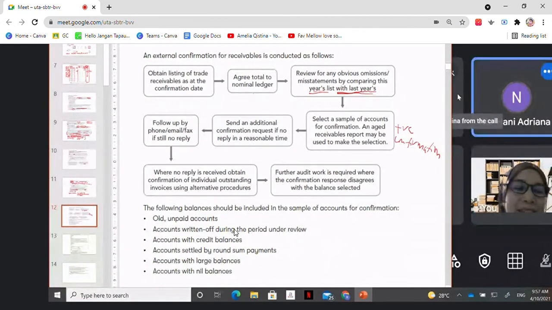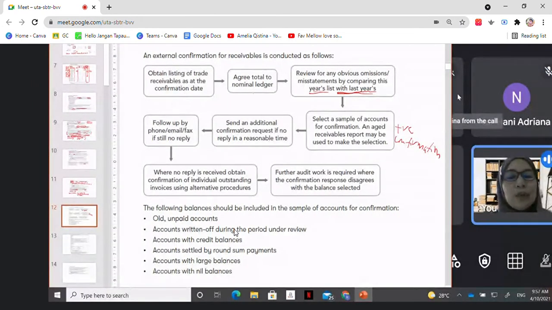Untuk dapatkan agreement dekat customer yang balance tu dia agree. Okay, good. To expect that the customer will reply on their balance stated on the confirmation letter. So good. So positive means you expect all customer reply. Okay, what is the confirmation that you need to confirm?